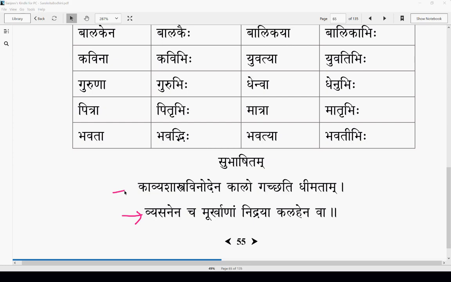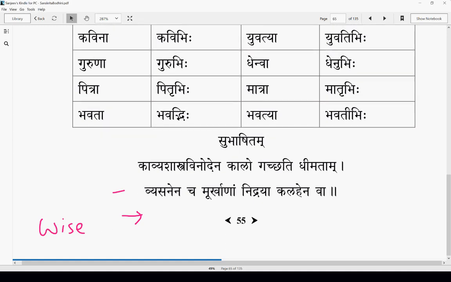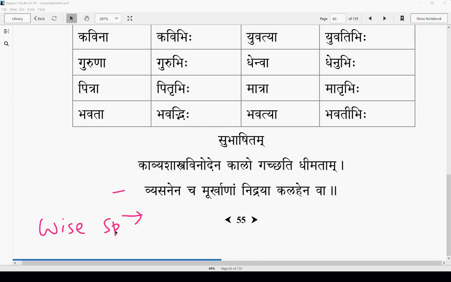Wise people. So remember now, wise people spend time. Or just say wise. Wise means wise people only, right? Wise spend time. So just looking at this, what is the action word here? What is the verb? Gachati. No, here, why spend time? In this word? Spend. And what is the subject? Who is doing the action? Wise.